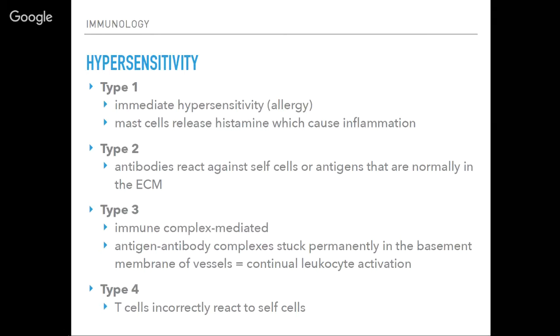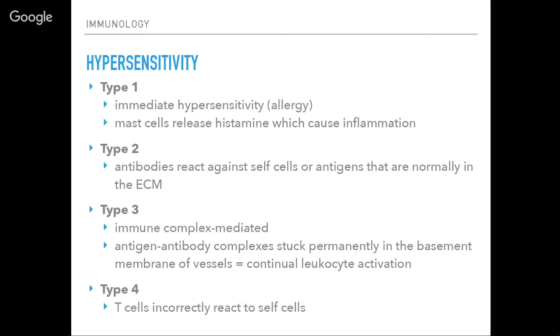The only important ones you need to know about are type 1 and type 4. Type 1 is the normal allergy. You know when someone eats a nut and they suddenly start choking, can't breathe, and you need to stick an EpiPen in them? That's anaphylaxis, that's type 1. That's caused by mast cells releasing histamine that causes really severe inflammation.